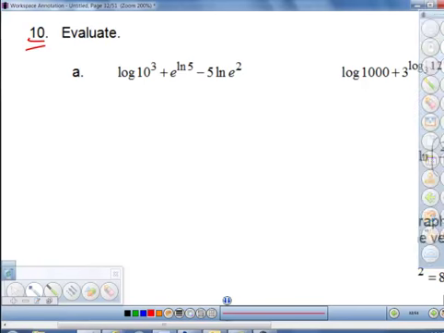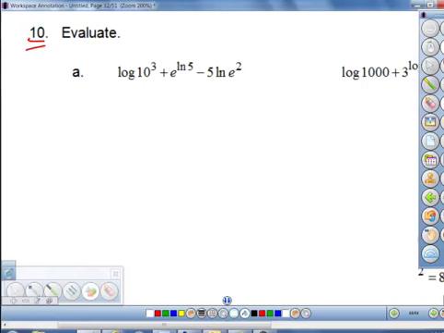Number 10. Number 10 looks a lot scarier than it actually is. Now, I know when you guys see this, you're probably like, oh my gosh, just skip it, right? But watch this. Watch if we just take it one step at a time, okay? Let's just look at this guy, and let's see if we can simplify just this.